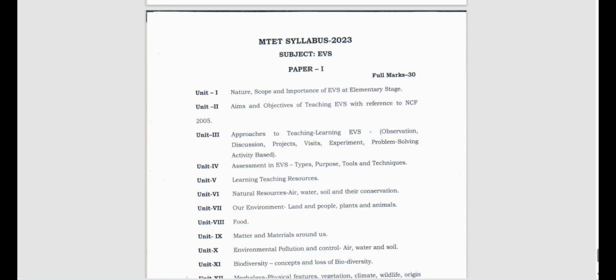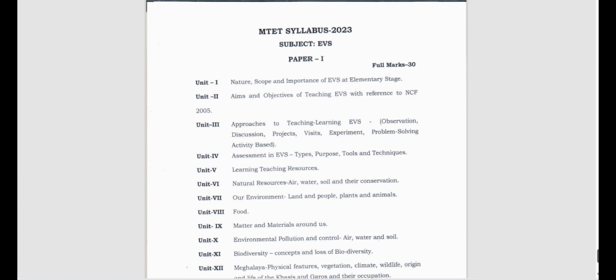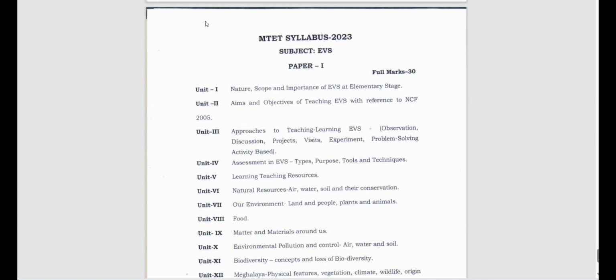As you know, this EVS will also be for 30 marks, which means there will be 30 questions altogether. One question, 1 mark. So how many units does it have? It has 12 units. 12 units, all right? So there will be 12 units in this particular subject.